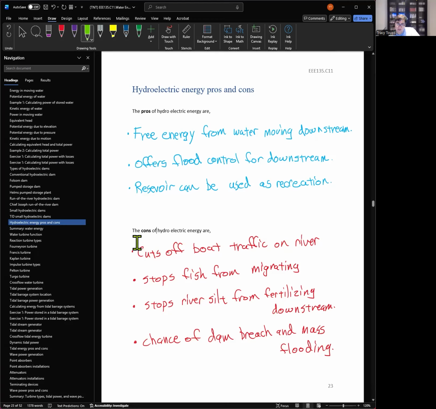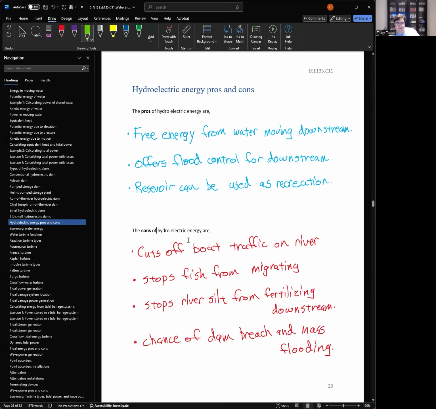Now, of course, we've got to talk about the cons. One of the big cons, it cuts off any boat traffic on the river. So if you're trying to take material from upstream to, let's say, up into the mountains, that dam blocks it. You're dead in the water. A boat cannot go up the dam. It's impossible, right? So all boat traffic is gone. All commerce, industry, that's not going to happen.